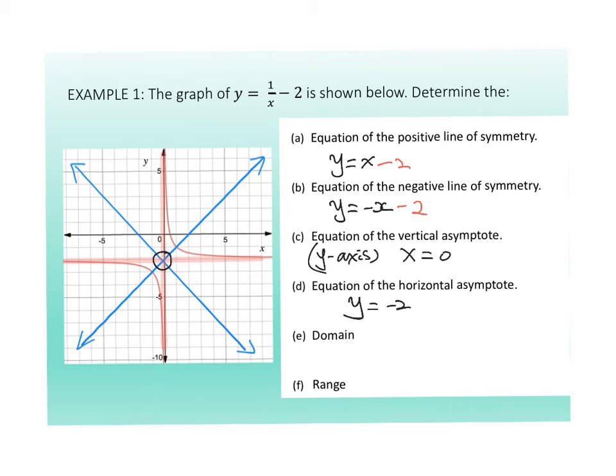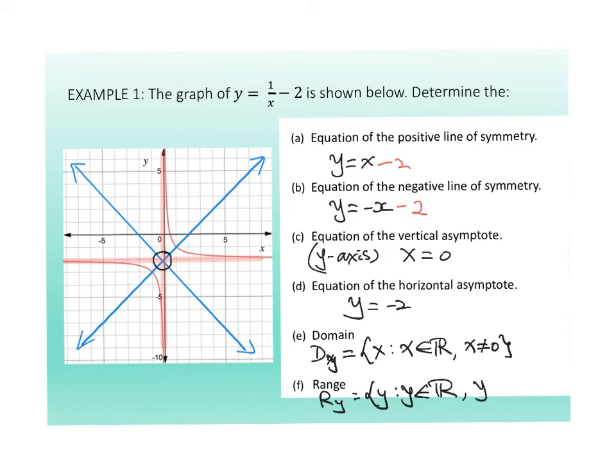So therefore, for the domain, we know that the domain of y is such that x is a member of R, and x cannot be equal to 0 because the equation of the vertical asymptote is x equals 0. And the range of y is such that y is an element of the real numbers, and this time y cannot equal minus 2. Now, let's go back and answer those 4 questions.